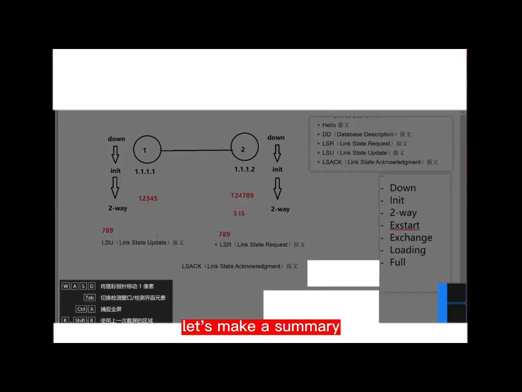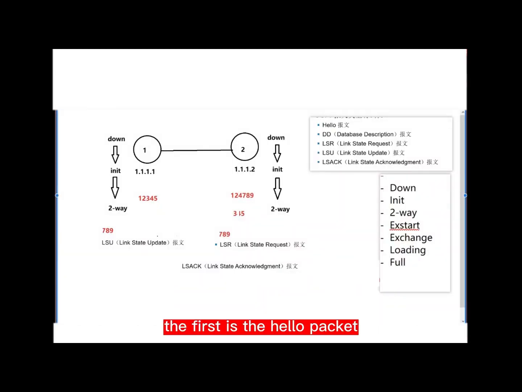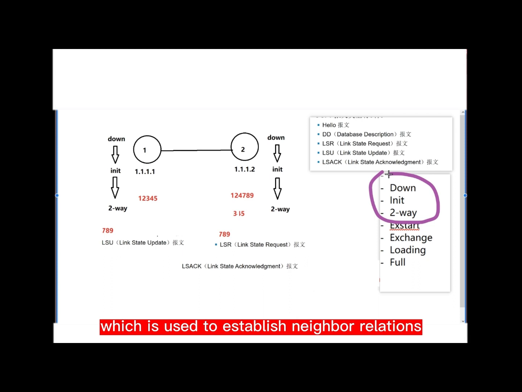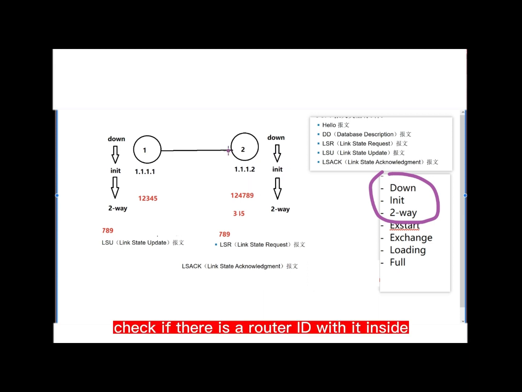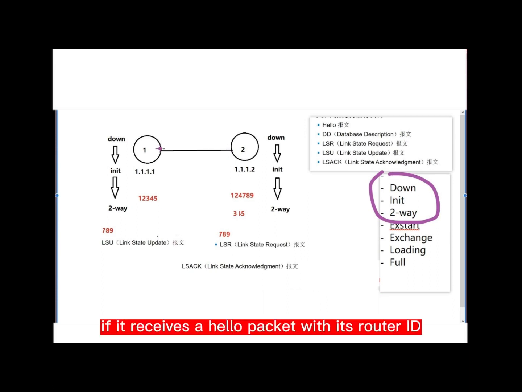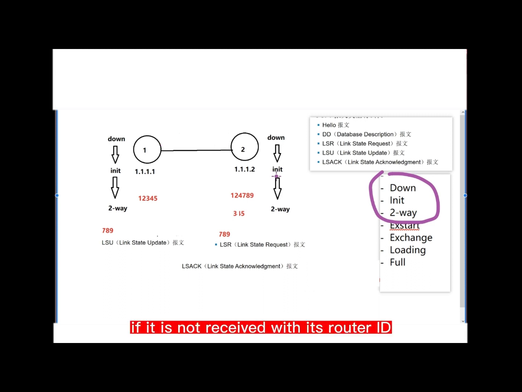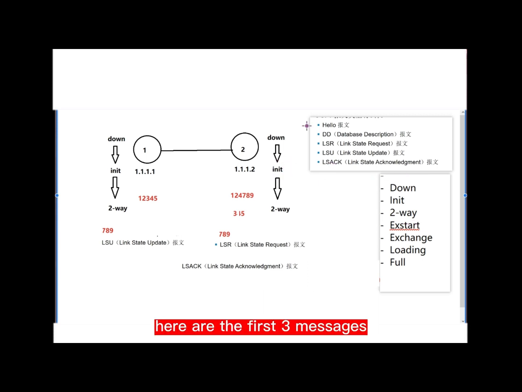Okay. Let's make a summary. The first is the hello packet. The hello packet interacts in the first three states, which is used to establish neighbor relations. From down to init to two-way. The difference is to check if there is its own router ID inside. If it receives a hello packet with its router ID, it is two-way with the other party. If it does not receive one with its router ID, it is init. The first three states use the hello message.